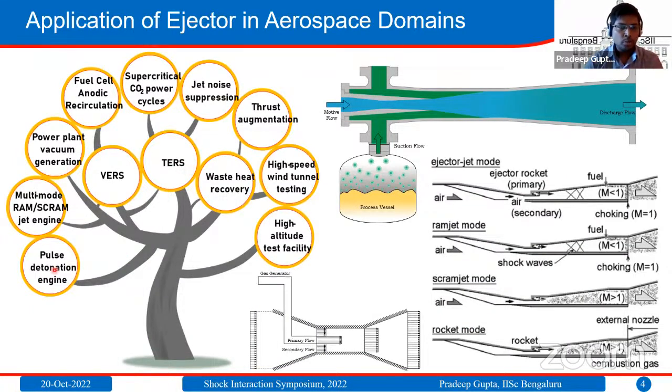In aerospace applications, it has been used in pulse detonation engines, ramjets, scramjets, and high altitude test facilities for producing low pressure or vacuum, so that we can test. Ejectors are used for vacuum generation, and that can be used for high altitude test facilities. Wind tunnel testing we are using. Thrust augmentation we can use the ejector for, to increase the thrust of jet engines. And in the energy sector, we are using the vapor ejector refrigeration system, transcritical CO2 refrigeration system, supercritical power systems, fuel cell anodic recirculation, and power plants.